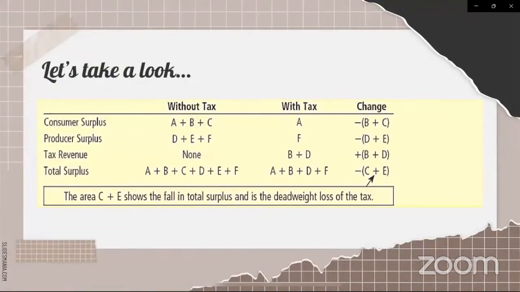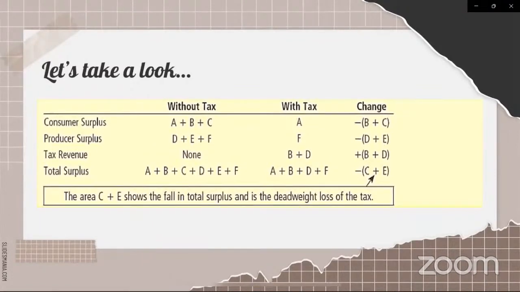We can analyze the tax by comparing welfare before and after the tax is enacted. The third column of the table in the video shows the change. The tax causes consumer surplus to fall by the area B plus C and producer surplus to fall by the area D plus E. Tax revenue rises by the area B plus D. Not surprisingly, the tax makes buyers and sellers worse off and the government better off.